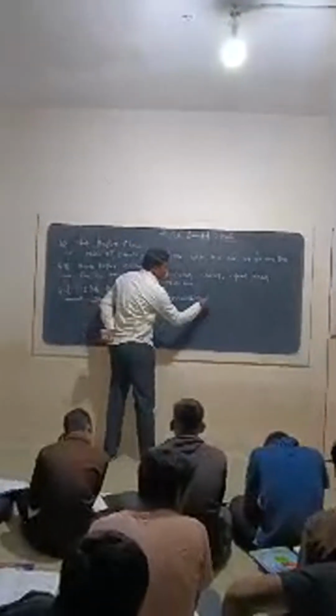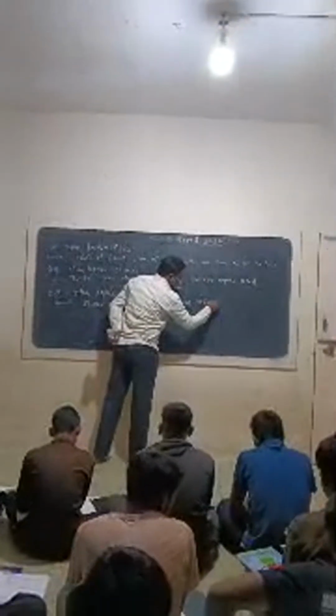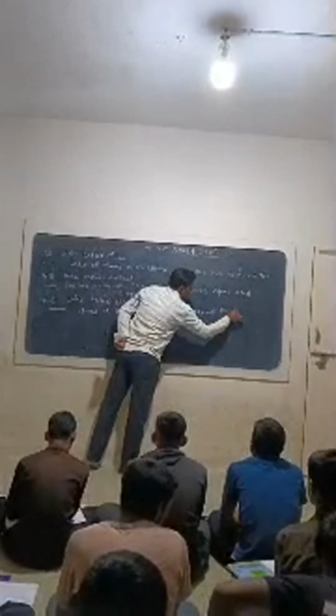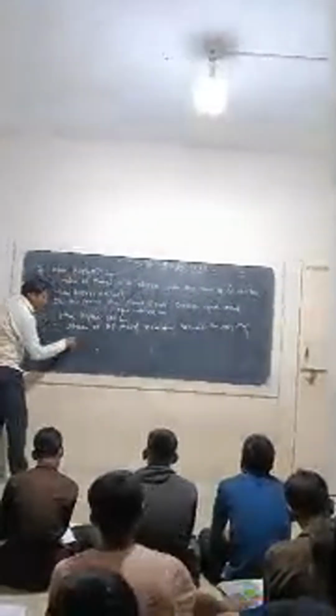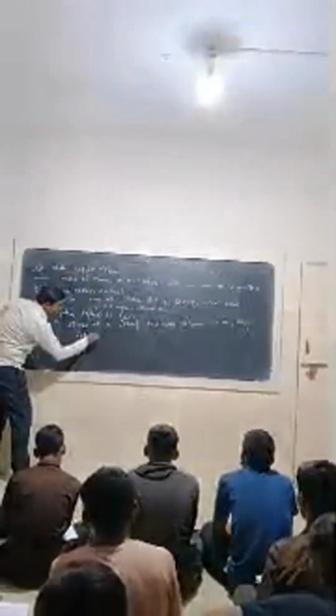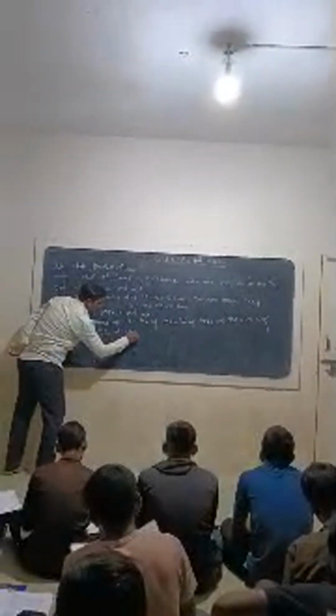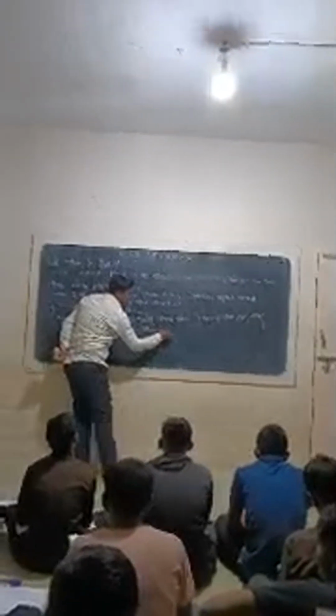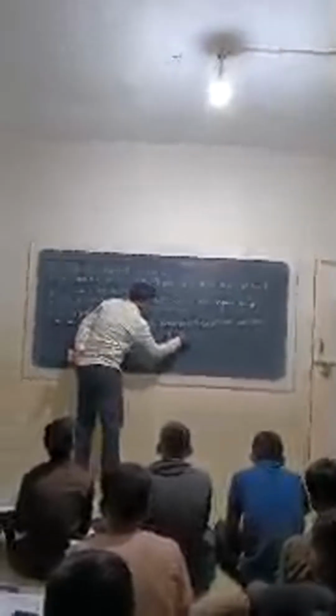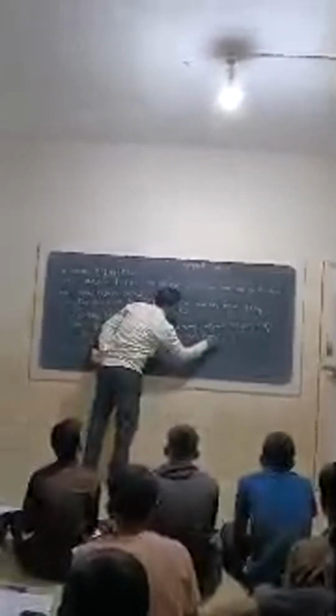around the sun is directly proportional to the cube of the mean distance of the planet from the sun. The cube of the mean distance of the planet from the sun.